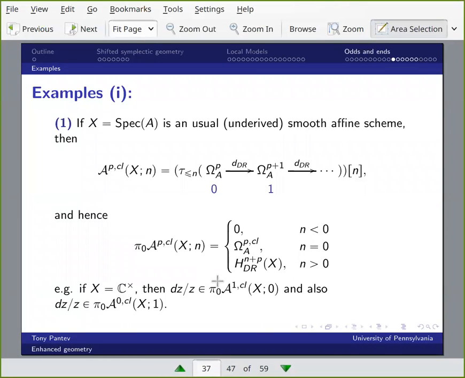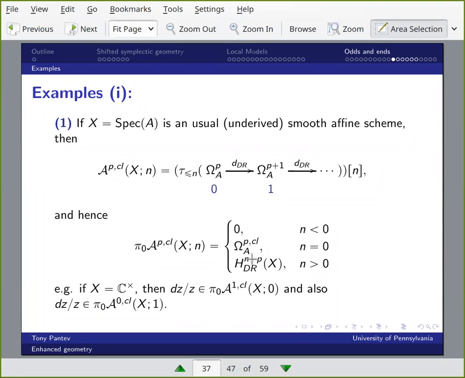There is one tricky thing that one has to pay attention to, has to remember, which is that if you write forms by their local representation in terms of differentials, that representation may have different meanings. So if you take X to be C star, the punctured plane, punctured complex line, then the dz over z, you can think about it as a 1 form, which is closed and is not shifted. But you can also think about it as a 0 form, which is closed and it's 1 shifted.